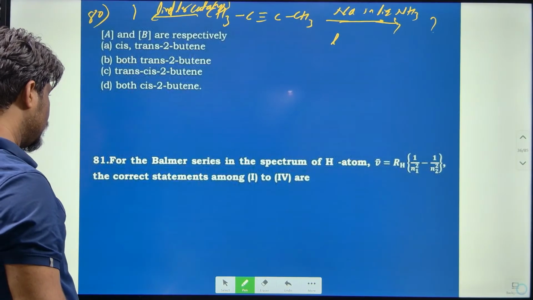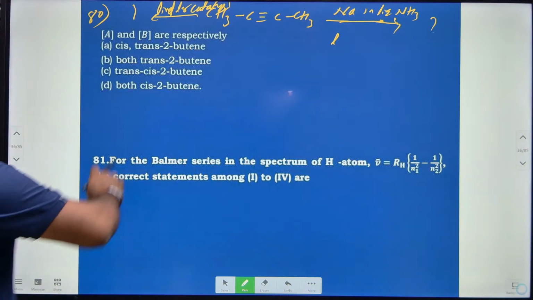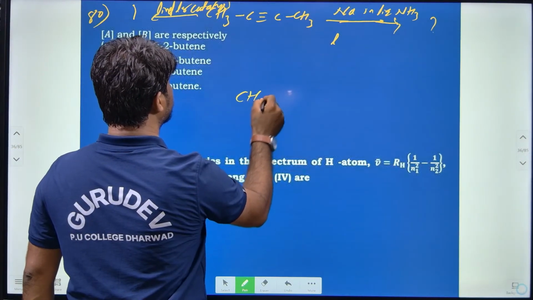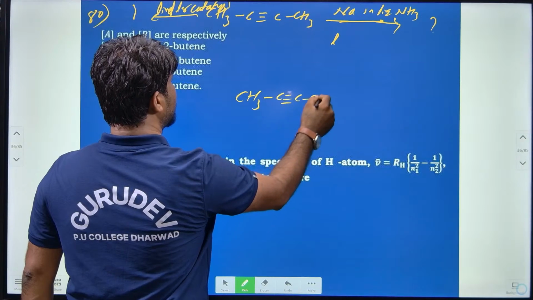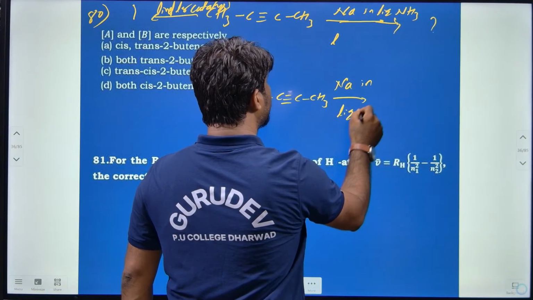Yes, dear all, so as we know that when the molecule... well, so dear all, here I will write the reaction: when CH3-C≡C-CH3, when this molecule is treated with sodium in liquid ammonia.